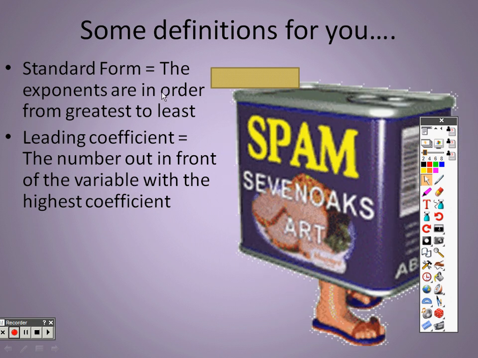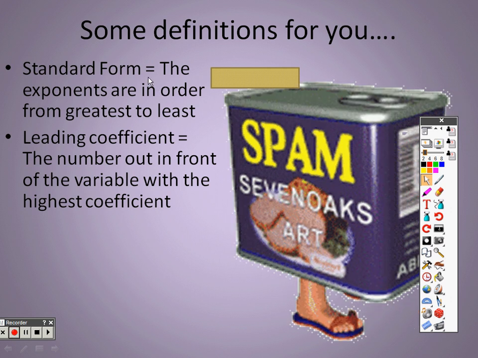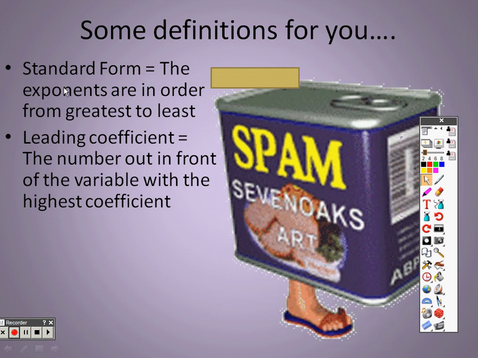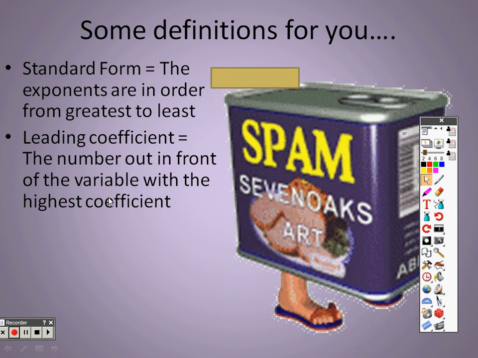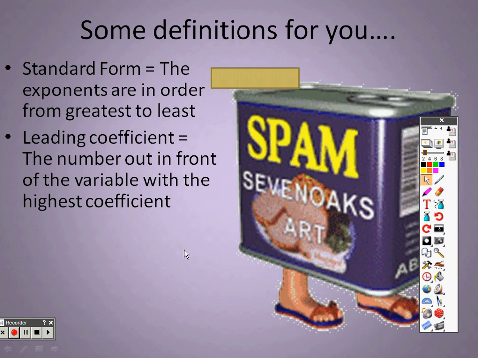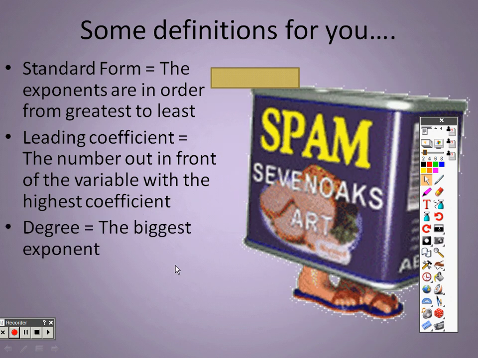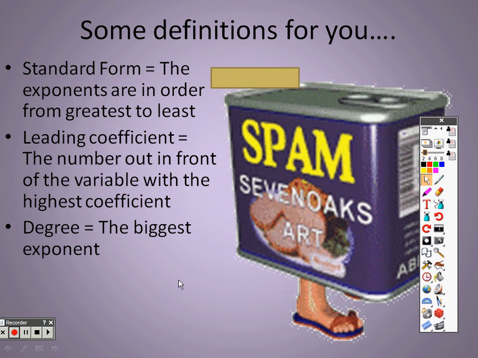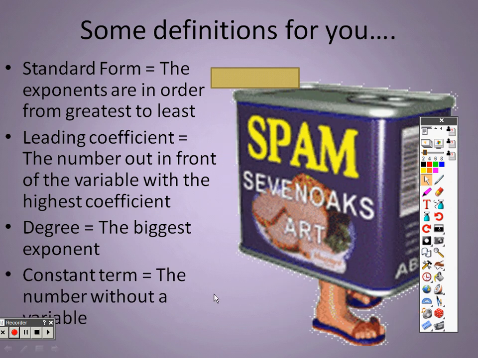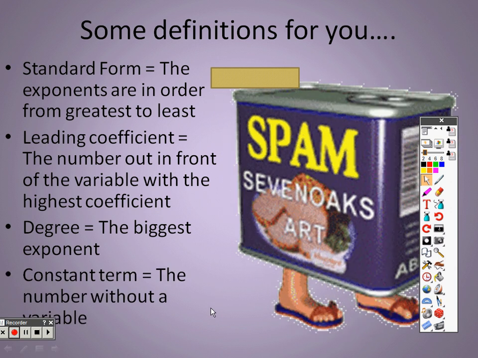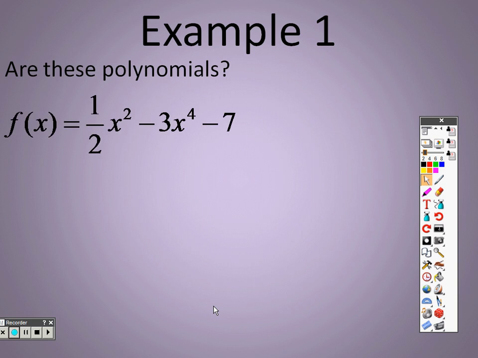The leading coefficient is what happens in standard form. First, you need to make sure that your equation is in standard form. Once your equation is in standard form, then the leading coefficient is the number out in front of the variable with the highest exponent. And the degree is the biggest exponent, which we just talked about. The constant term is the number that's hanging out there all by itself, so a number that has absolutely no x with it whatsoever.